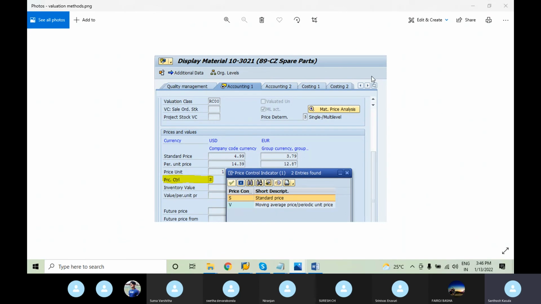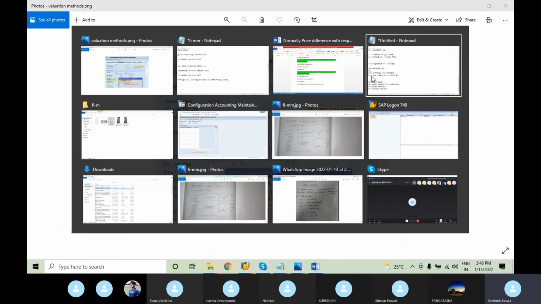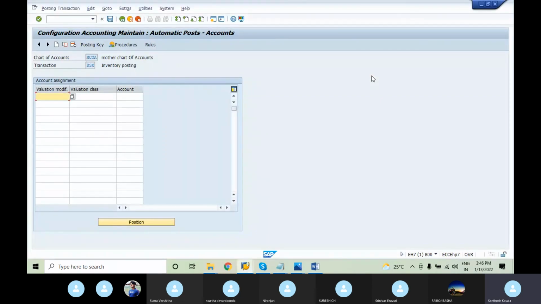And when I told you the valuation area, whether we are valuating at company code level or plant level, once it is fixed, we cannot change that because that is a fundamental setting in the organization. Once we are valuating at company code level, it is fixed, or else at plant level it is fixed. We cannot change that. So that is the basic details about FI MM.